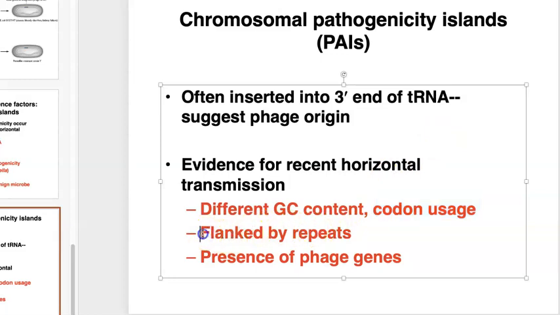Often these PAIs are flanked by repeats, DNA that occurs in repeating sequences. That suggests that it's an insertion site. The other thing that we look for is the presence of phage genes. So are there capsids and tail fiber proteins and other genes encoded around the insert? That, again, would give us the sense that there is a possible insertion of novel DNA, or new DNA of phage origin.